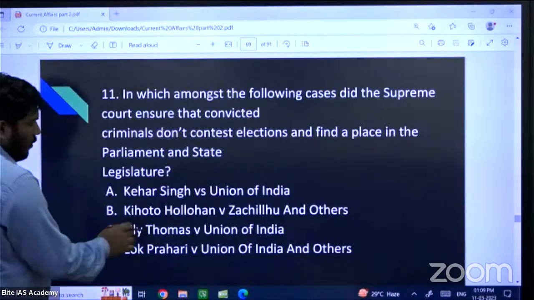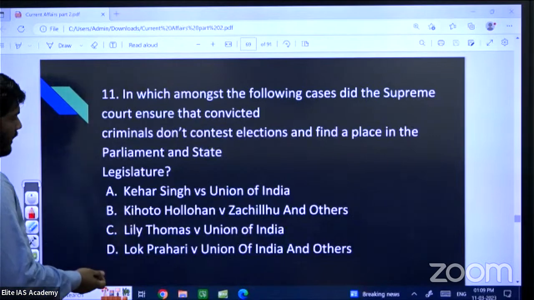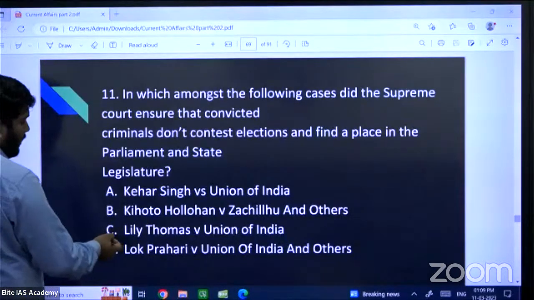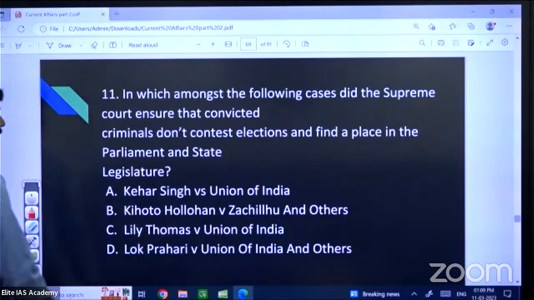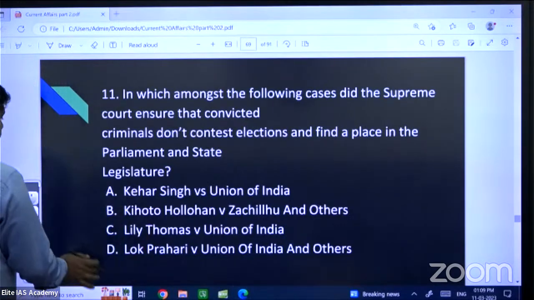The Lok Prahari law was also related to this, an extension of it, but the first decision was taken by the Supreme Court in Lily Thomas versus Union of India. So option C is the correct one.